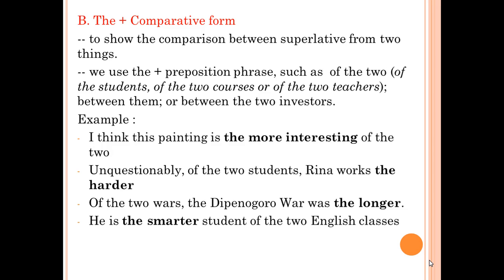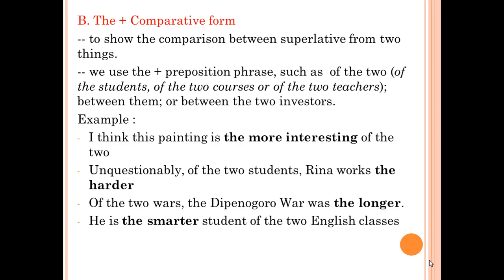Ini to show the comparison between superlative from two things. Jadi dia mengcompare dari antara si superlatif tadi, yang makin-makin yang itu, yang untuk akhiran as atau the most. We use the plus preposition phrase such as of the two, misalnya of the students, of the two courses, or of the two teachers, between them, or between the two investors. For example, I think this painting is the more interesting of the two.